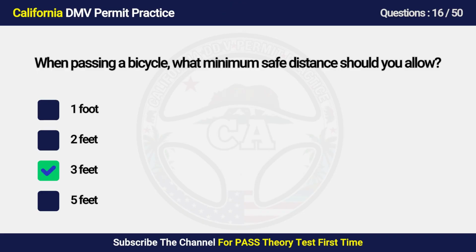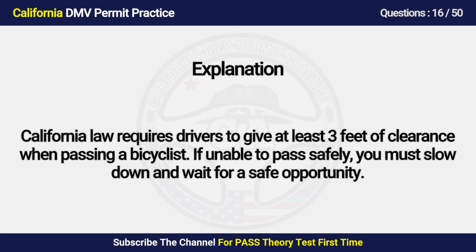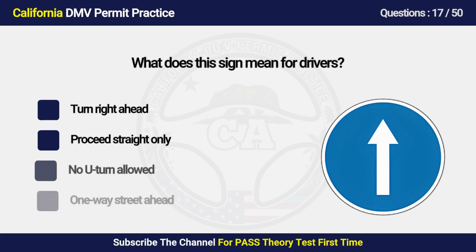Answer is C. 3 feet. California law requires drivers to give at least 3 feet of clearance when passing a bicyclist. If unable to pass safely, you must slow down and wait for a safe opportunity. Question 17. What does this sign mean for drivers? A. Turn right ahead. B. Proceed straight only. C. No U-turn allowed. D. One-way street ahead.